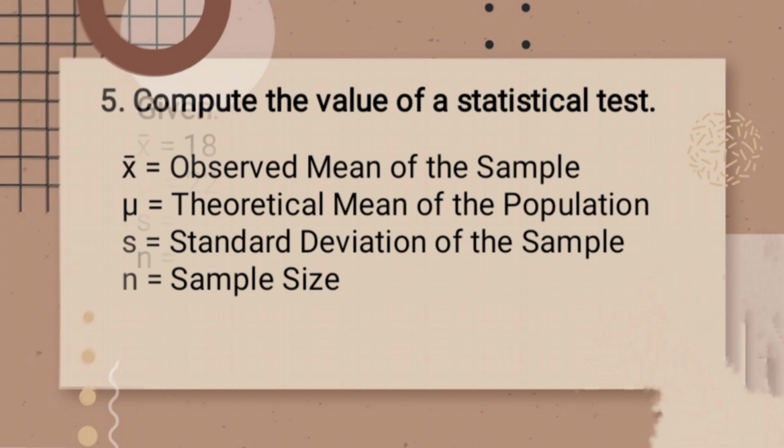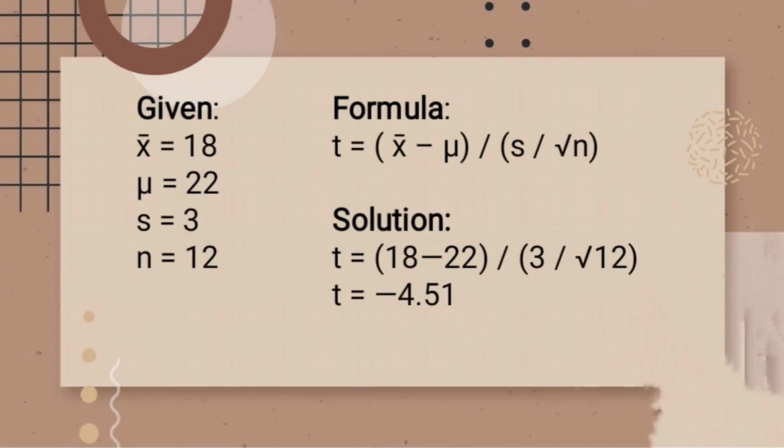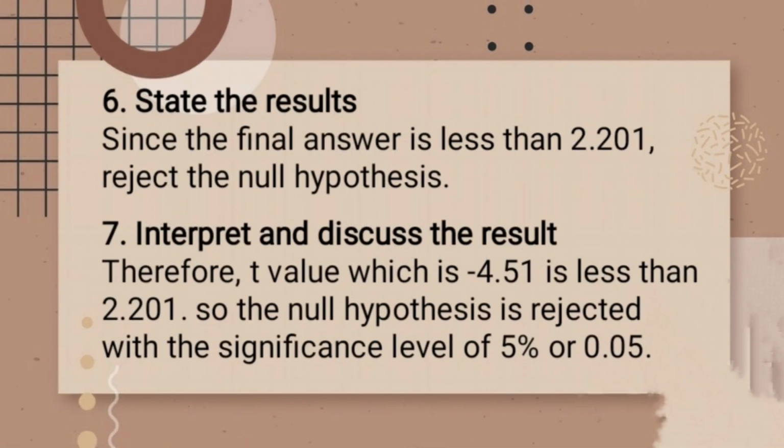In solving t-test, we have the formula where t is equal to the sample mean minus mu, or the theoretical mean of the population, over the standard deviation divided by the square root of the sample size. Then substitute the given in the formula. We have t is equal to 18 minus 22 over 3 divided by square root of 12. Then the answer is negative 4.51. The next stage is state the results.